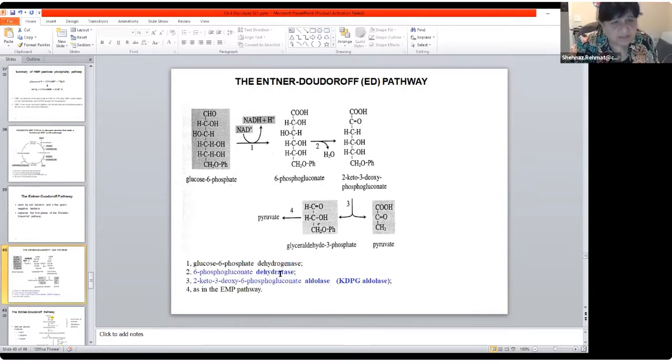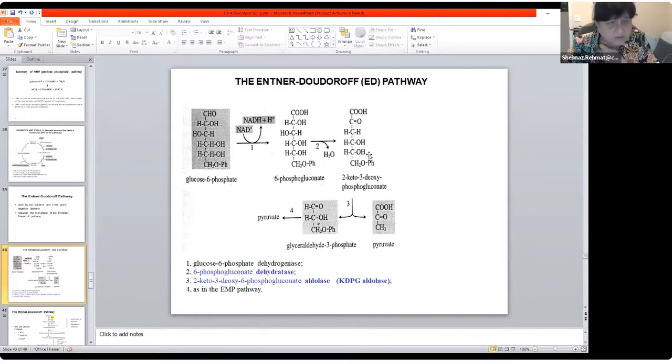And the enzyme that is unique to this pathway is the 6-phosphogluconate dehydratase. So this enzyme number 2 is the one that is unique here. And of course, the next one will also be unique because you've created a unique intermediate that you haven't seen in EMP or HMP. So this is found in ED, which is the aldolase. This aldolase will create pyruvate and glyceraldehyde 3-phosphate for you.